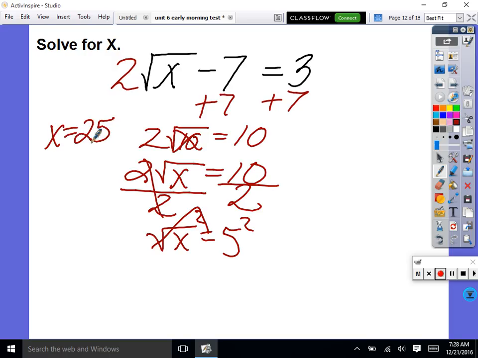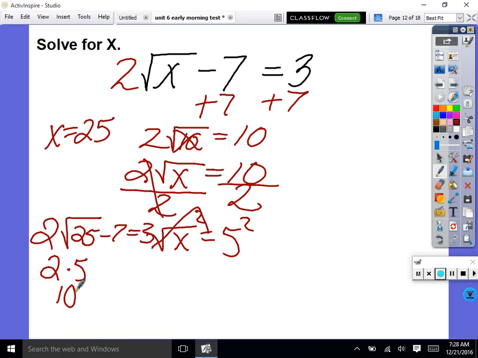You have got to check your answer, so you plug it back into the original. So we have 2 times the square root of 25 minus 7, does that equal 3? 2 times 5 is 10. 10 minus 7 equals 3. So 3 equals 3. So we keep the answer.